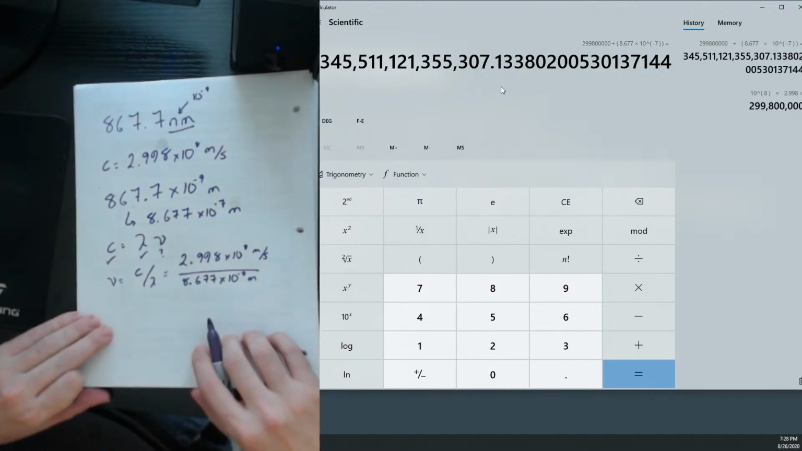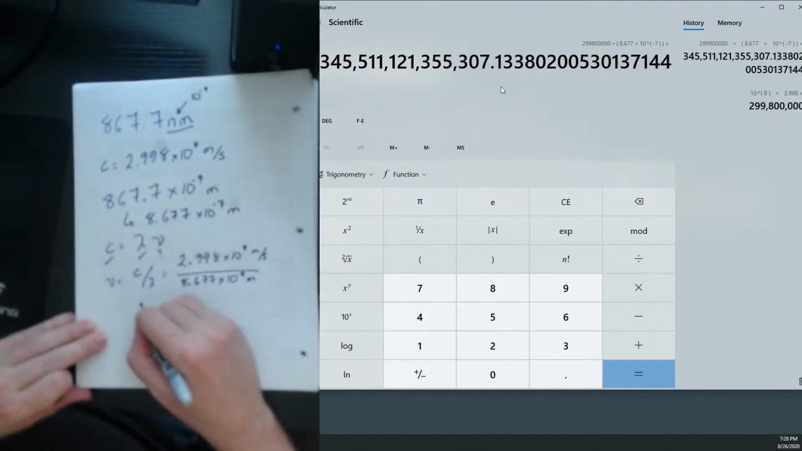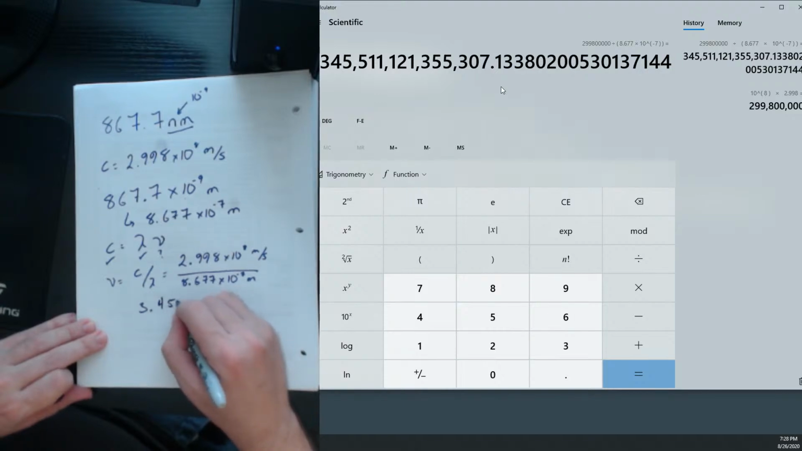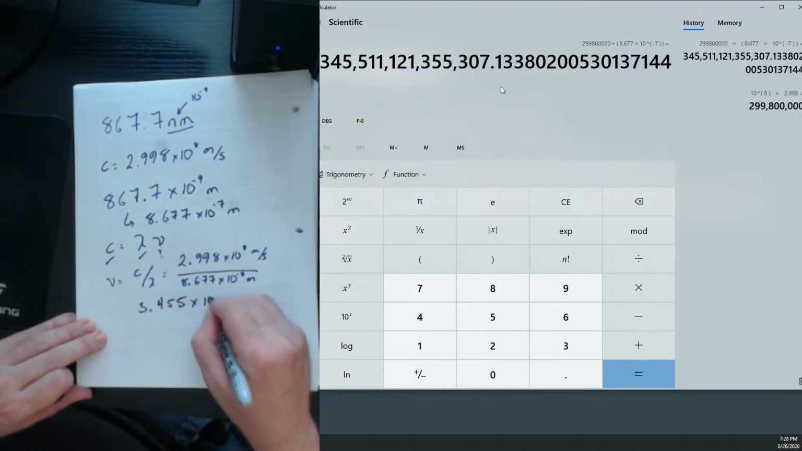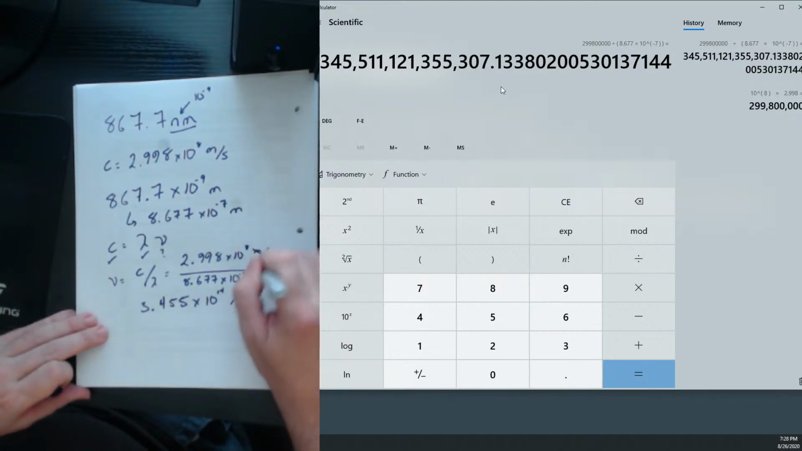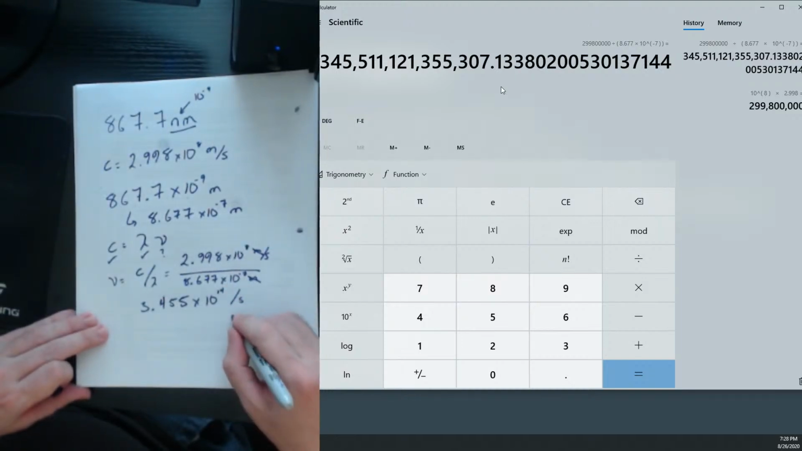So that is 3.455, four sig figs, times 10 to the, I'm guessing, 14th per second. Meters cancels, leaving you with per second, aka inverse seconds, aka hertz.